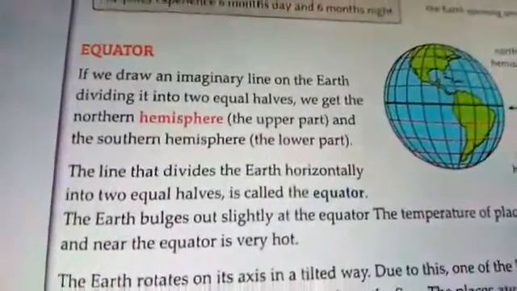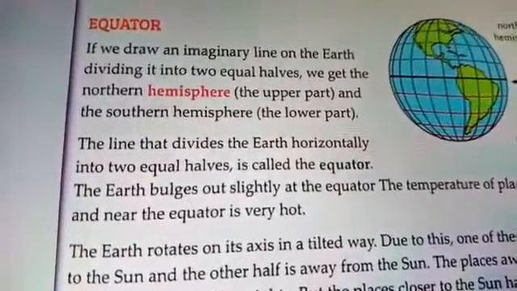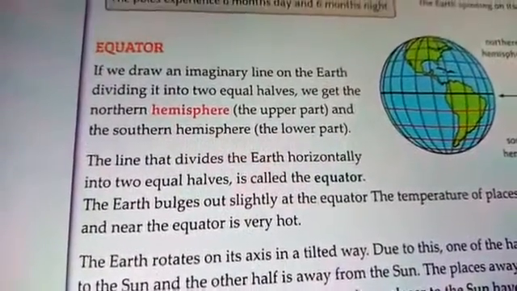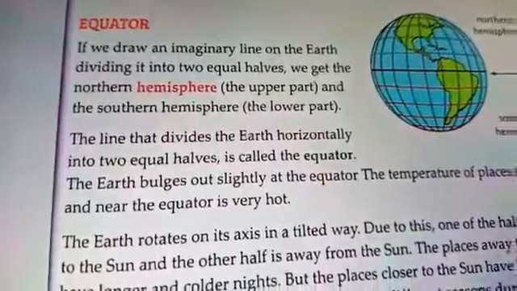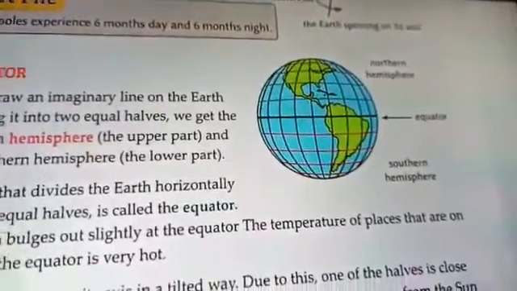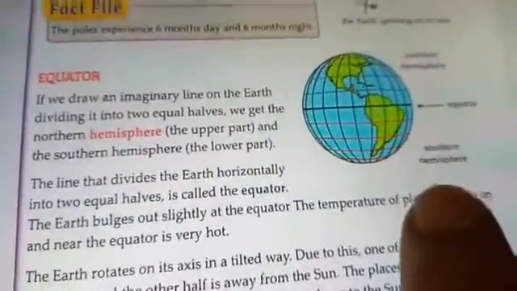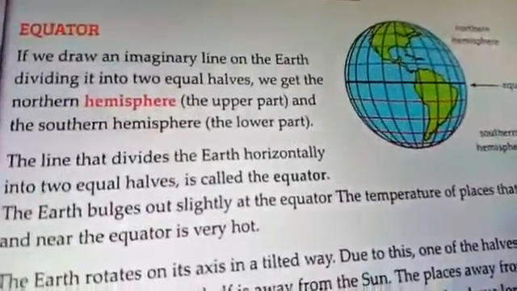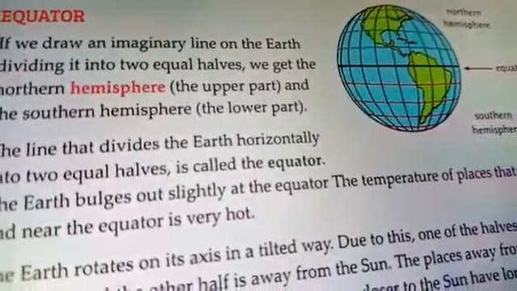Now we'll study about the equator. If we draw an imaginary line on the earth and divide the earth into two equal halves, we get the northern hemisphere. If you can see it in the picture, the topmost part, the upper part, is the northern hemisphere, whereas the bottom part is the southern hemisphere. The line that divides the earth horizontally into two equal halves is called the equator.